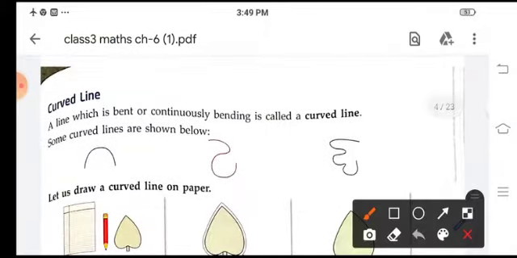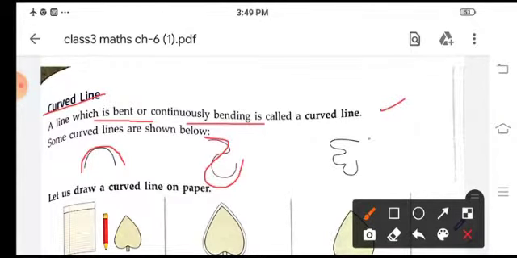Now next is the curved line. A line which bends or is continuously bending is called a curved line. Like here, see, this is a curved line. It is bent. Here this is also a curved line in another shape. This is a curved line.